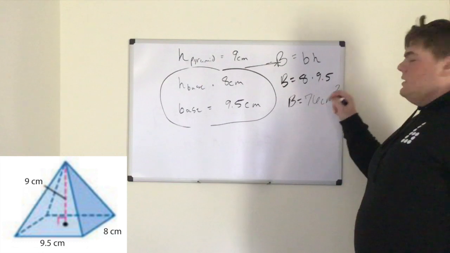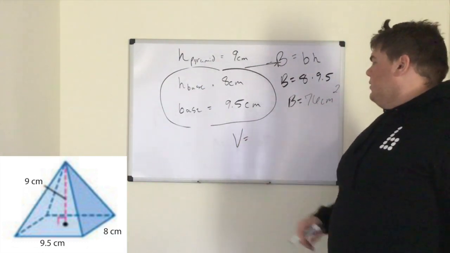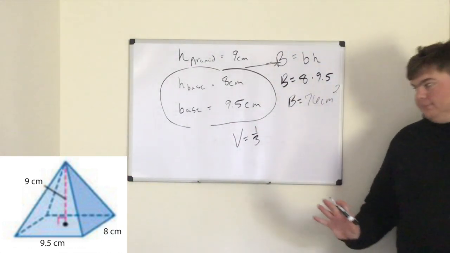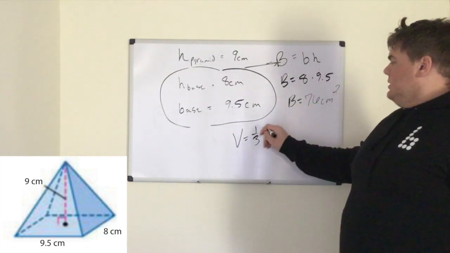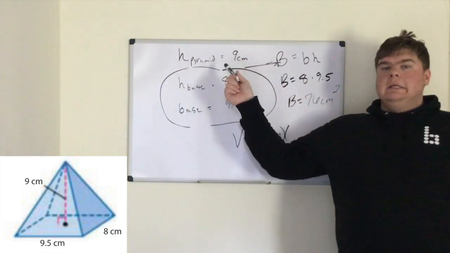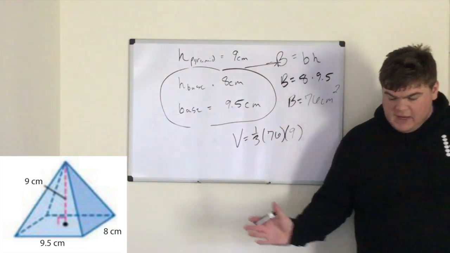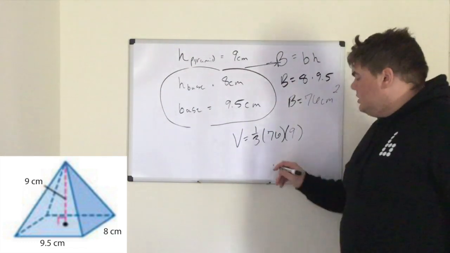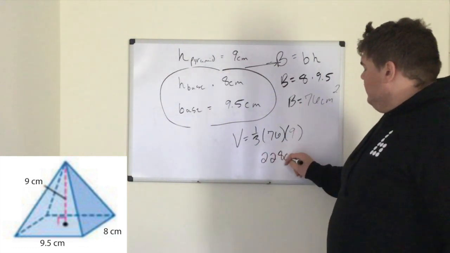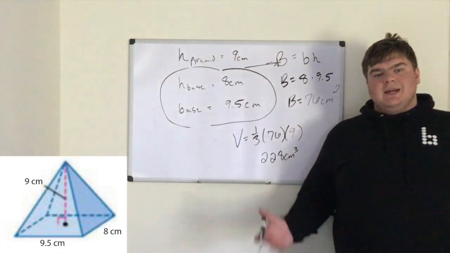All right, so now we have half the work done. What we do with this number now is we're going to take it and plug it into our formula. So our 1/3 is a constant. It's always going to be there. It's not going away. Our base measurement is 76. And our height of our pyramid is 9. So when we take all those values, we calculate them together, do that multiplication, you should get 228 centimeters cubed.